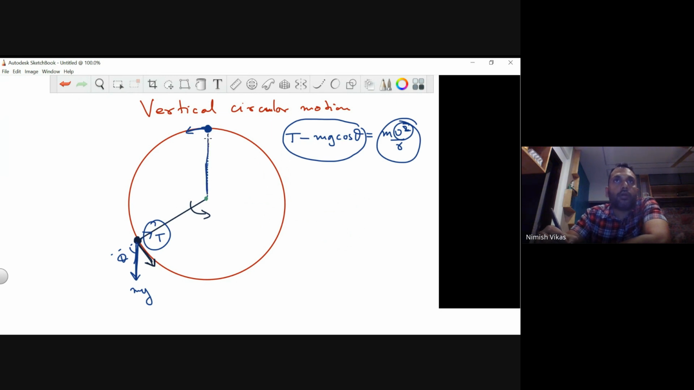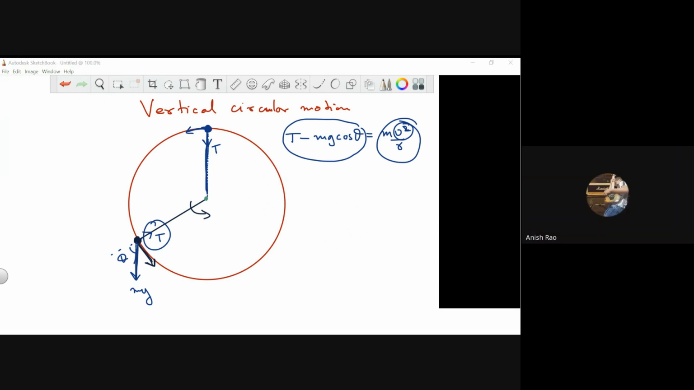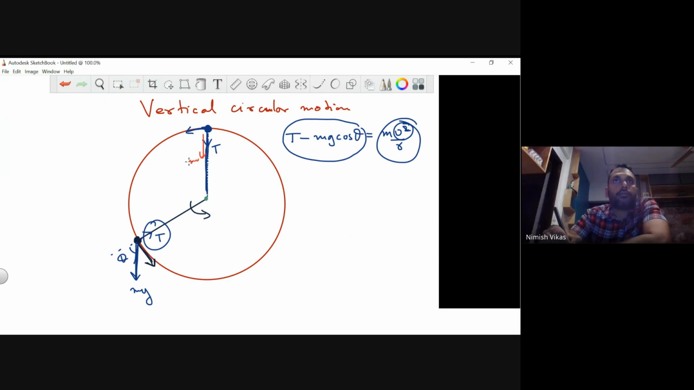Because when it is crossing the top, we have tension downwards, and what else downwards? mg. We have mg downwards, right? If we ask what the minimum velocity on the top should be, just so that it completes a circle, then for any velocity it is mg plus T equal to mv square by r. That is for any velocity. If we lower the velocity, what is going to happen? Will mg lower?